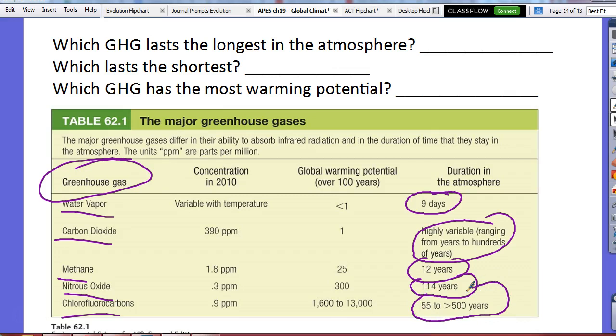So which one lasts the longest? CFCs. Okay, so chlorofluorocarbons, the things that we have been creating. A lot of you got the question wrong about which type of legislation reduced CFCs, and that was the Montreal Protocol. That was on the multiple choice. So which lasts the shortest then? That would be water vapor.